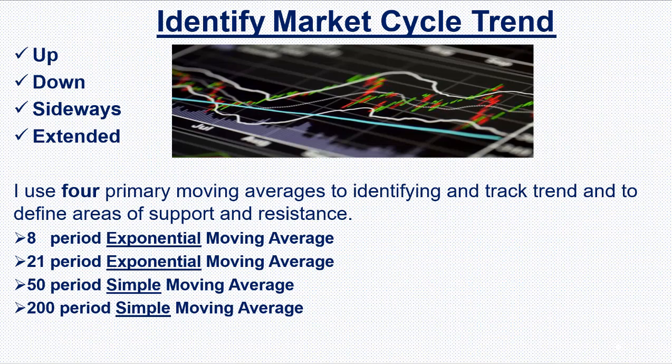To help me do that, I use 4 primary moving averages to track trend and to find areas of support and resistance. The 4 moving averages are the 8 period exponential moving average, which is a fast moving average, then a 21 exponential moving average, and then a 50 simple moving average and the 200 period. On all my charts, from a daily all the way up to weekly or monthly, I'll always have these 4 moving averages to help me track trend and identify key areas of support and resistance.